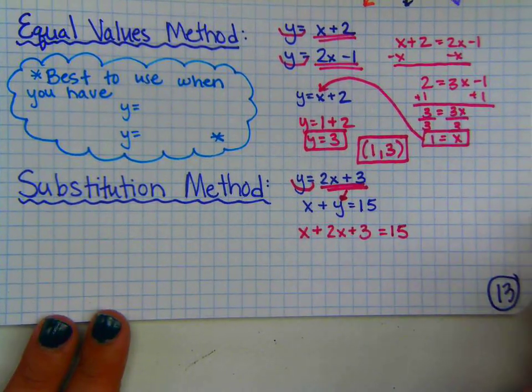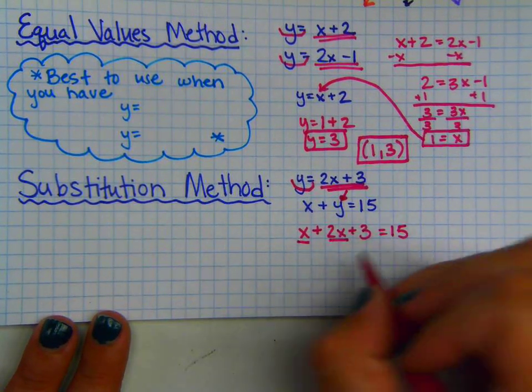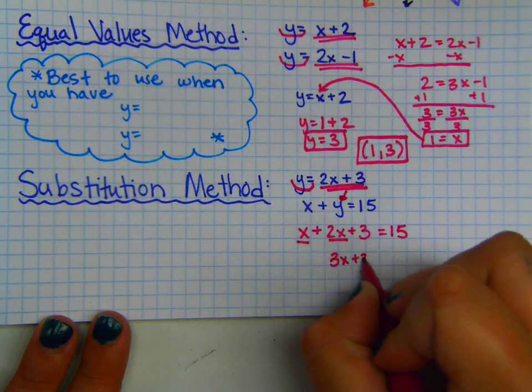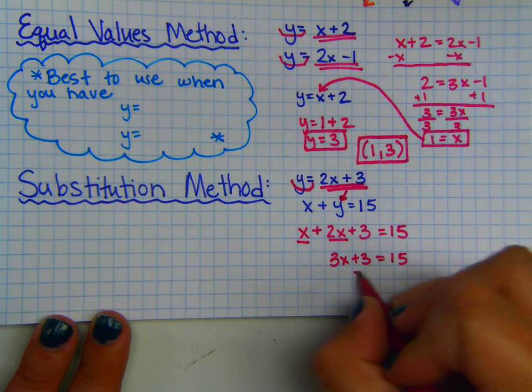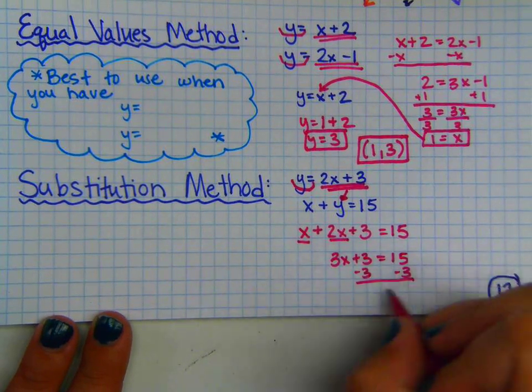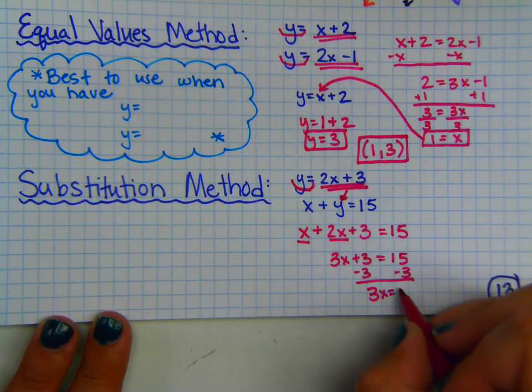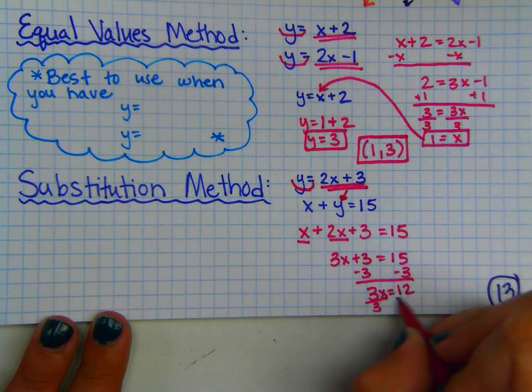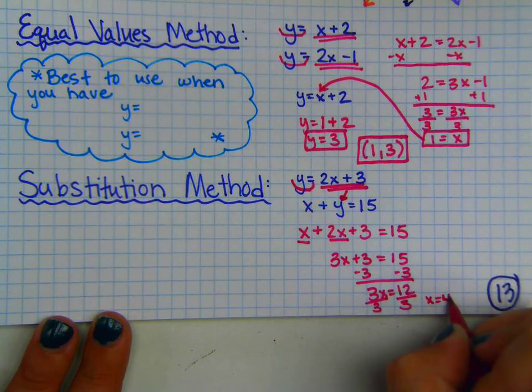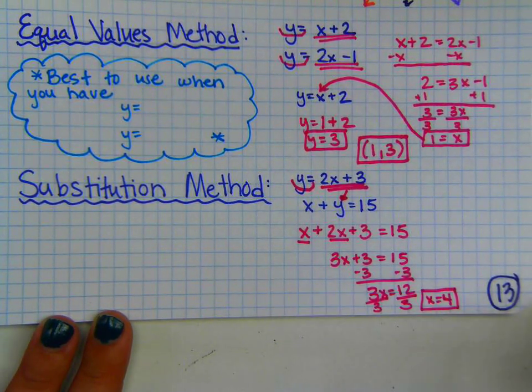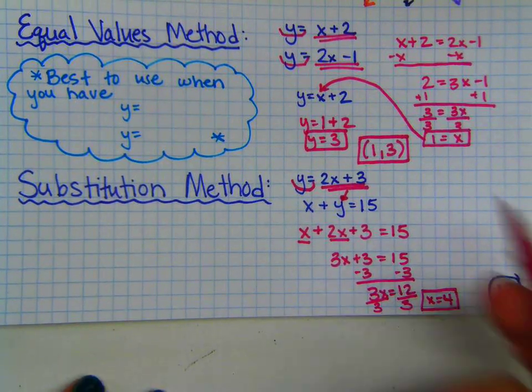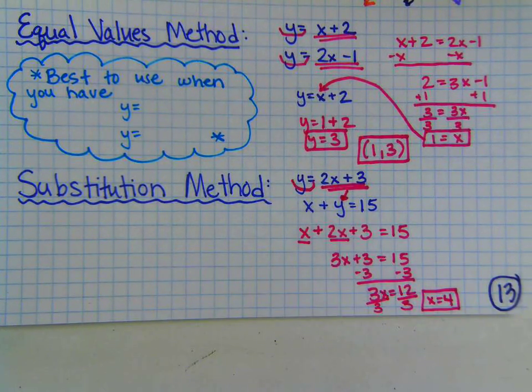And again, that's just basic solving, combine like terms. 3x plus 3 equals 15. Subtract 3. So 3x equals 12. Divide by 3, and x equals 4. From there we plug it in. I'm going to choose to plug it into the first one, but it doesn't matter.